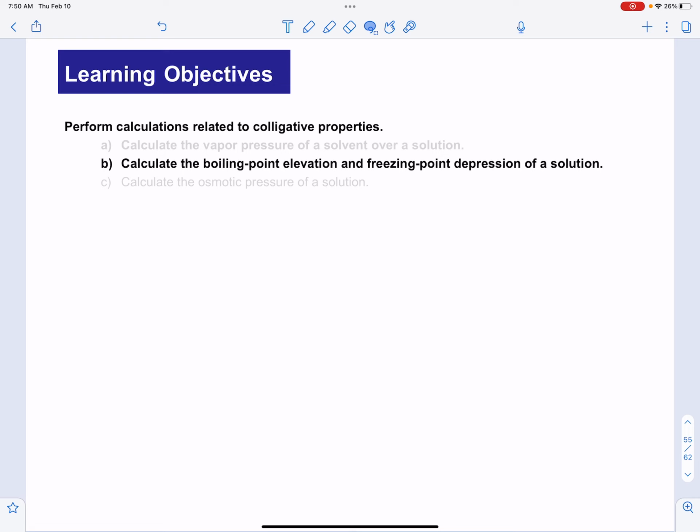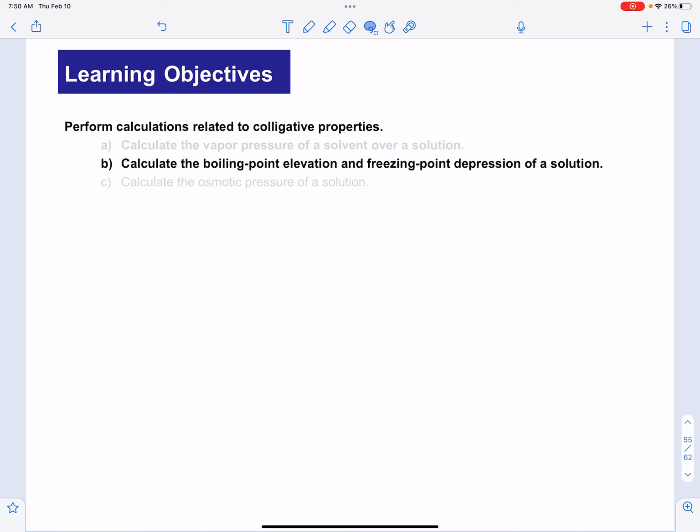so lower the partial vapor pressure of the solvent, because it could be that the solute is also volatile. If both of them are contributing to the vapor pressure, we are only talking about the partial pressure of the solvent, not the solute. Most of the time, the solute is not going to be volatile.